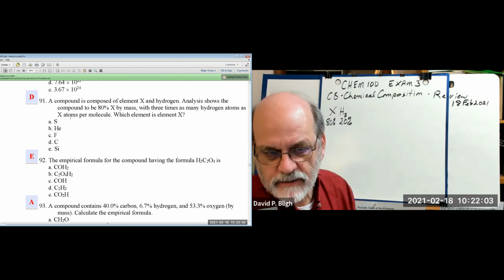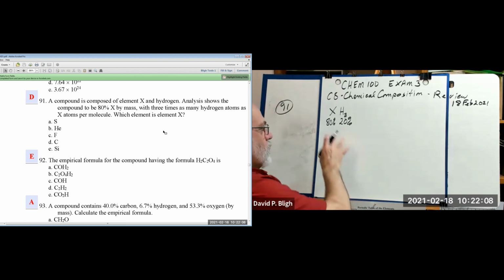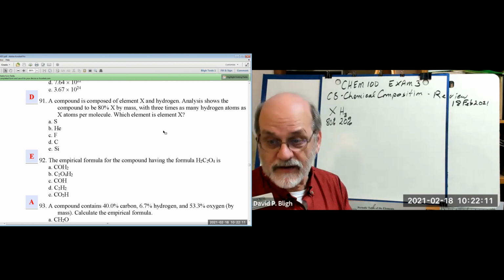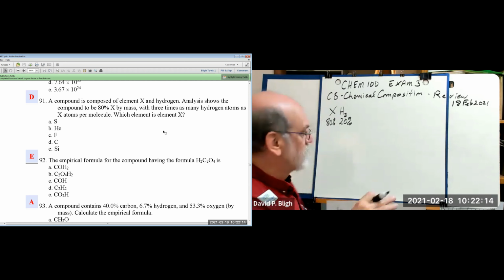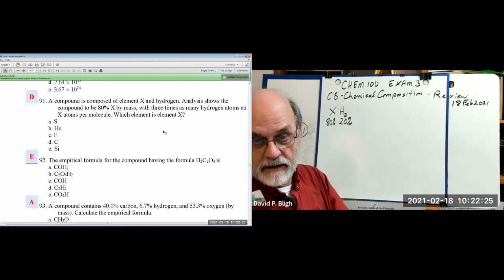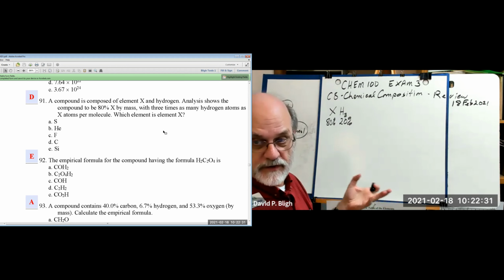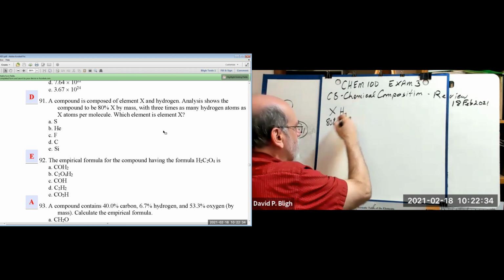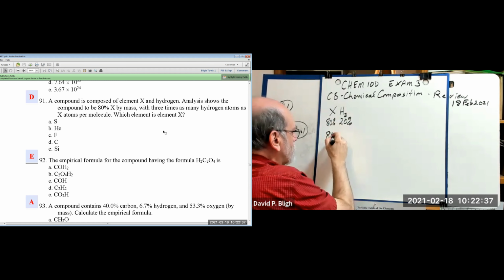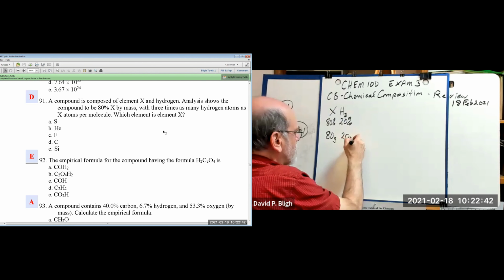3 times as many hydrogen atoms as X. Okay, which element is element X? All right, so we're really only given information about the mass. So we've got to determine for X, the question is really grams per mole, right? So let's say we have 100 grams of that compound, like we did before with the 60% thing. If we have 100 grams, that means we have 80 grams of X, and we have 20 grams of hydrogen.